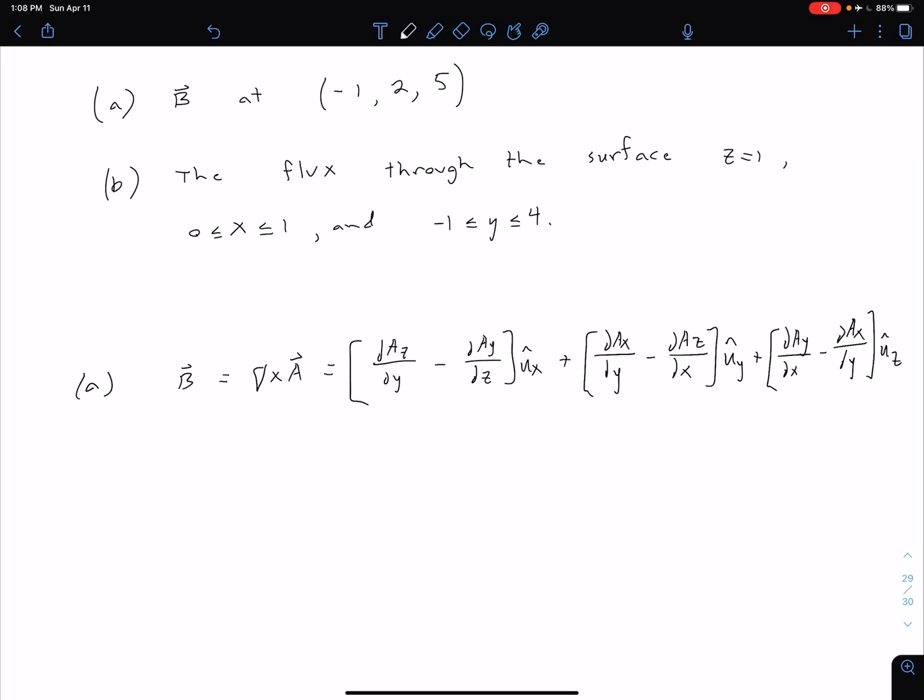Again, this can be referenced from the back cover of the textbook. You'll have it in your note sheets. I'm not expecting you to memorize this, and I've noticed I have an error here, so this should be partial with respect to z in this middle term. But be able to apply it, so that's the important thing.